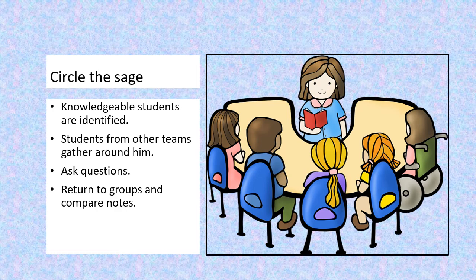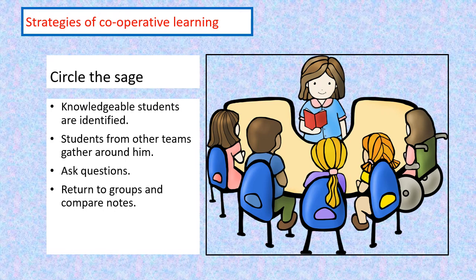Circle the sage. Knowledgeable students from the class are identified. These are called sages. For example, the teacher may ask who in the class was able to solve a difficult math homework question, or who had visited a particular country, or who knows a particular chemical reaction? These students stand and spread out in the room.